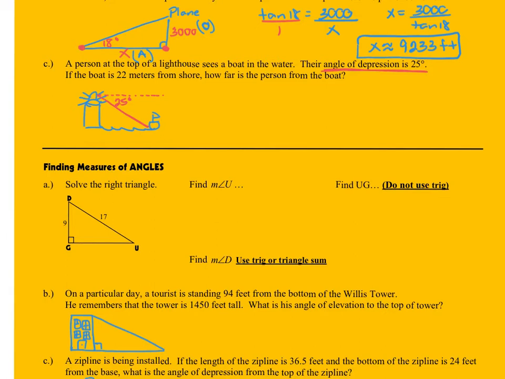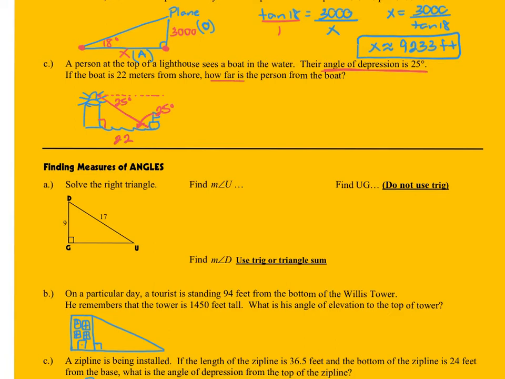Now, if you think back to geometry, this horizontal line is parallel to the water, so we have some nice alternate interior angles. So you could take that 25, and this is what I like to do, fill it in down below. My lighthouse is going to be perpendicular, so I can put in that right angle. It tells me that the boat is 22 meters from shore. So this is going to be a nice 22 here.